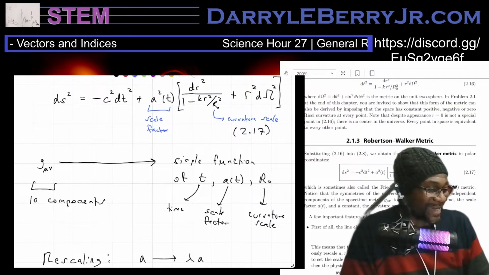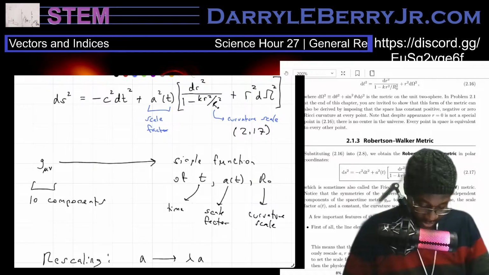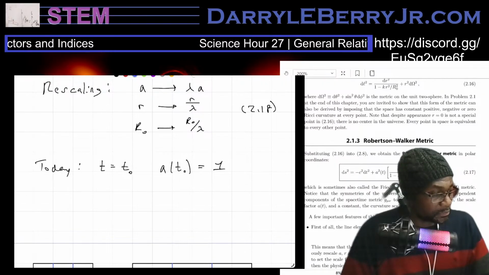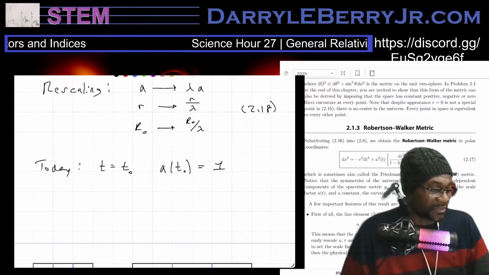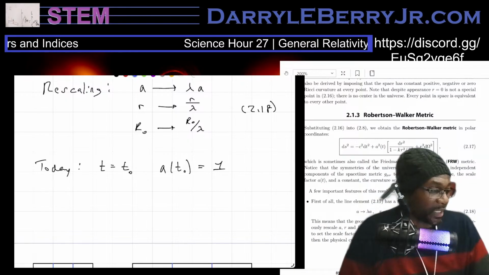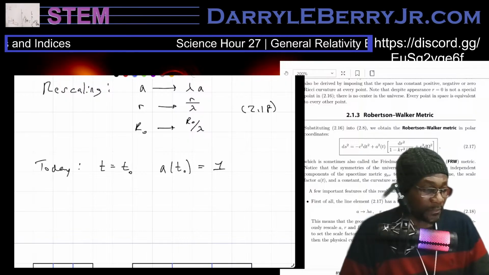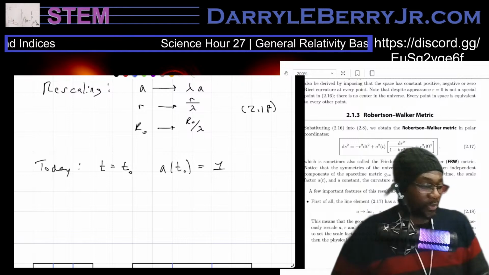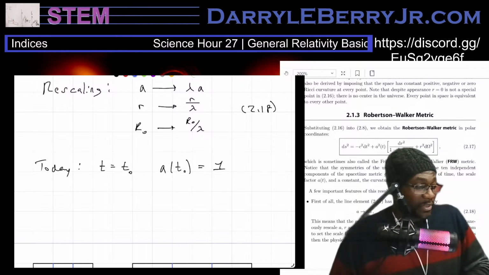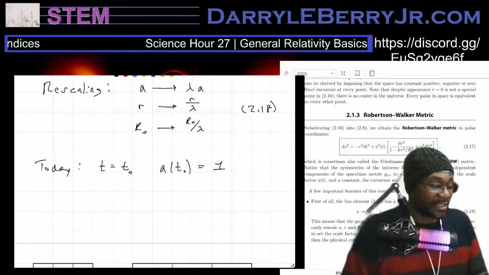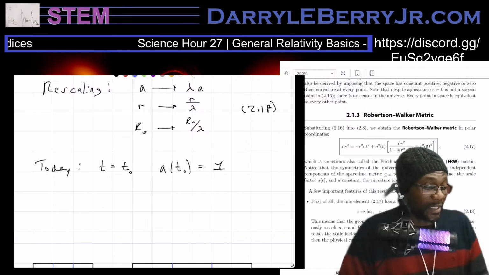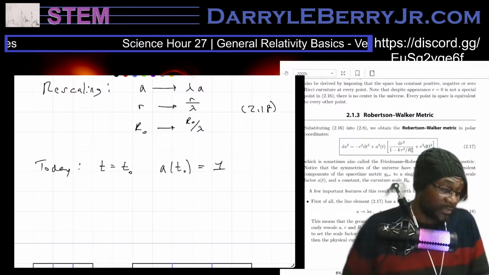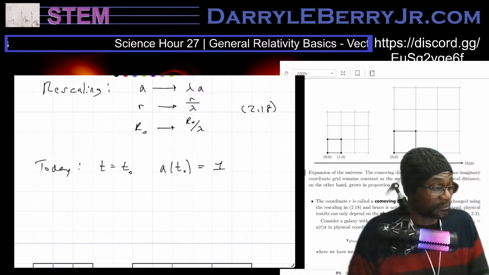First of all, the line element 2.17 has a rescaling symmetry. This means that the geometry of the spacetime stays the same if we simultaneously rescale a and r naught by a constant lambda. So everything is getting farther away from each other, but the overall shape of the universe is the same. We can use this freedom to set the scale factor today at t equals t naught to be unity, a of t naught equals 1. The scale r naught is then the physical curvature scale today, justifying the use of the subscript.